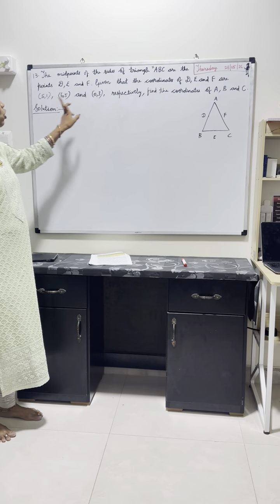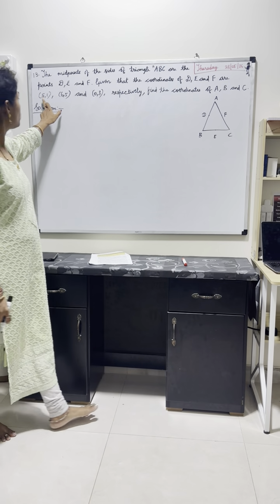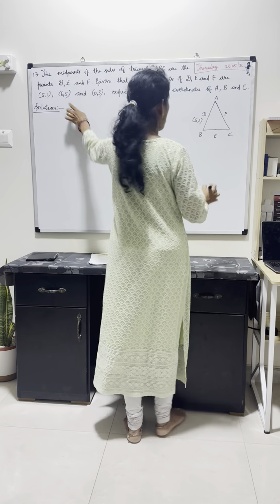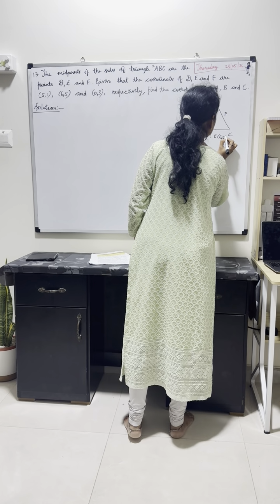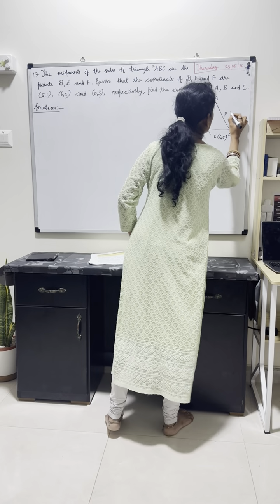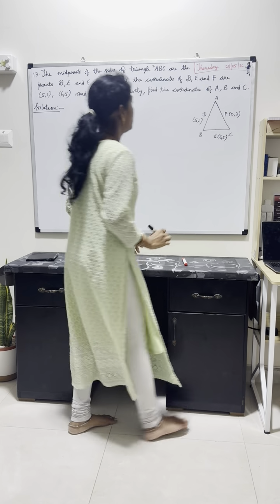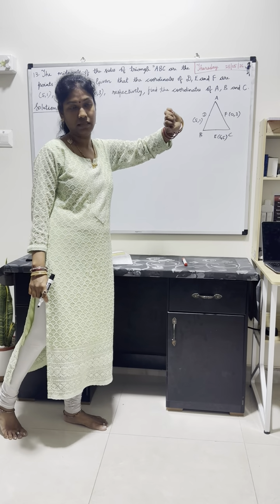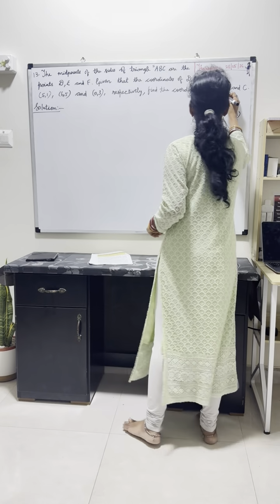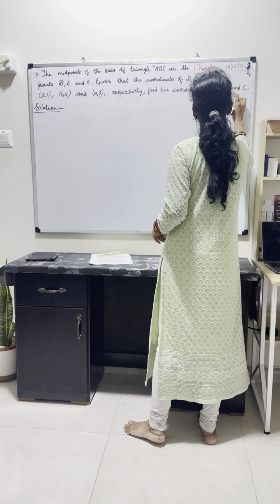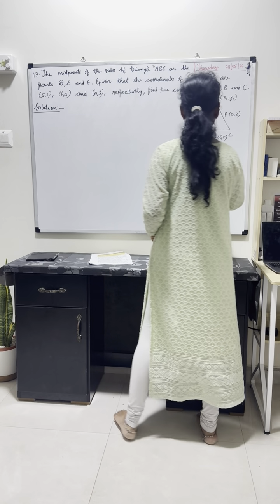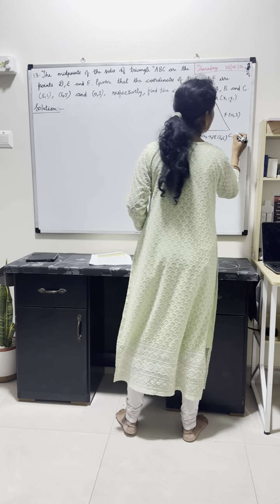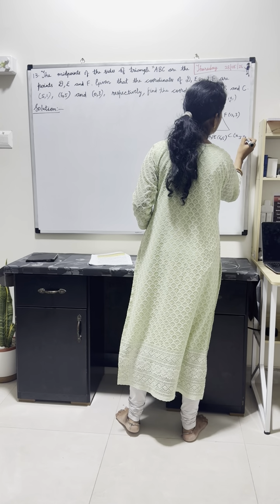Given that the coordinates of D, E, F are so and so. So these coordinates are 5 and 1, E's coordinates are 6 and 5, F's coordinate is 0 and 3. Now what are we supposed to find? Find the coordinates of A, B and C. So let us assume that the coordinates of A are x1 and y1. Coordinates of B are x2, y2. Coordinates of C are x3, y3.